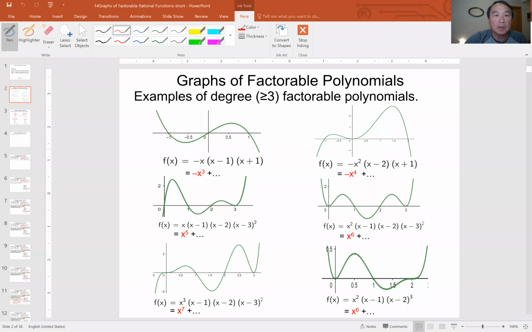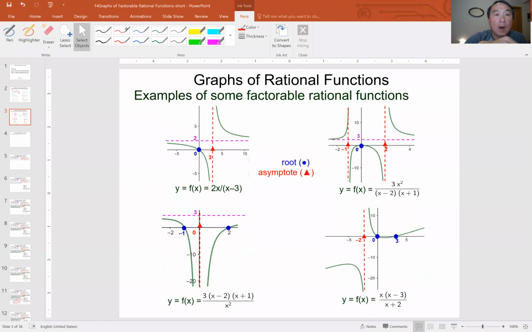Here are some examples of graphs of polynomials, which are one continuous line from corner to corner. Here are examples of graphs of rational formulas. The big difference is they have these vertical lines which separate the graphs.